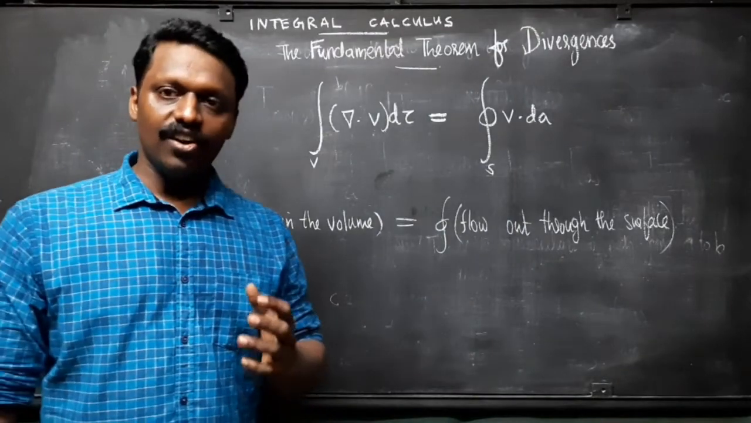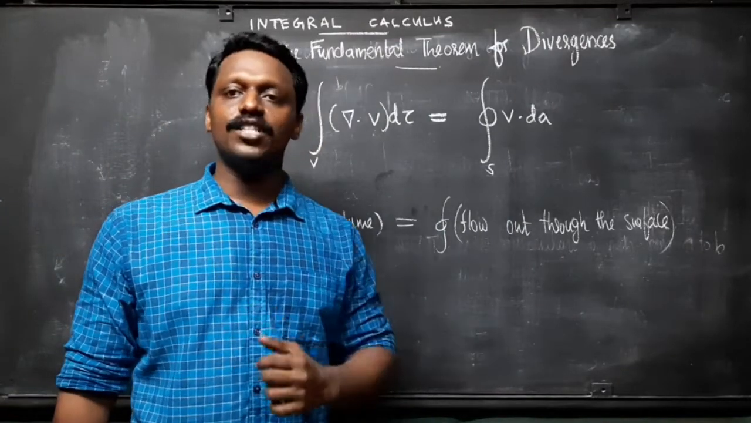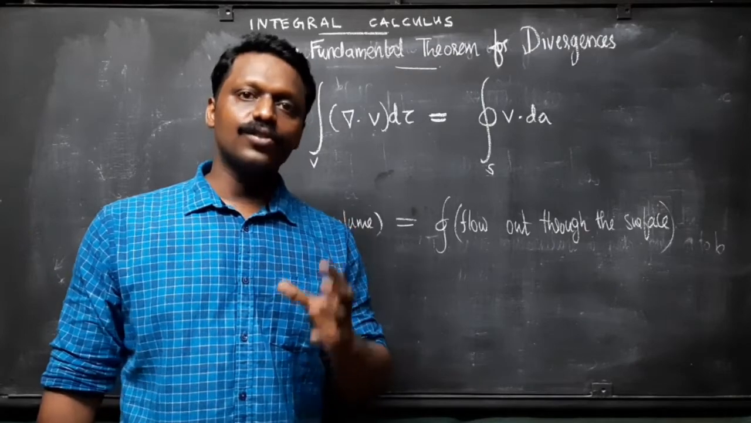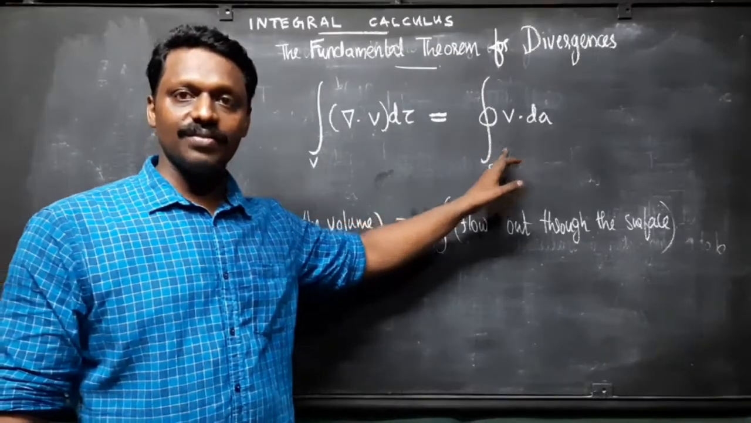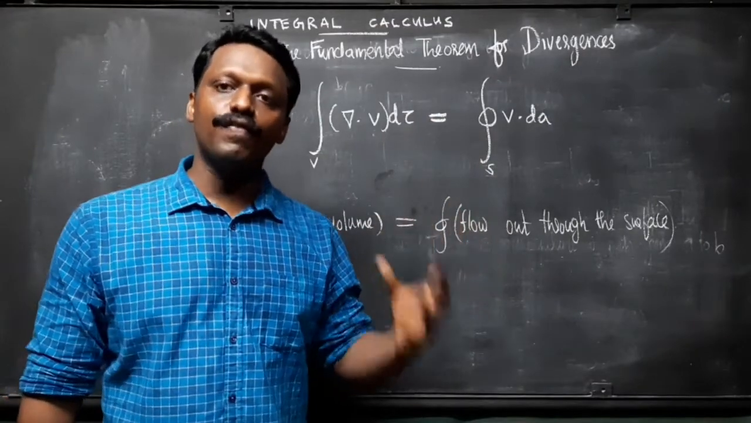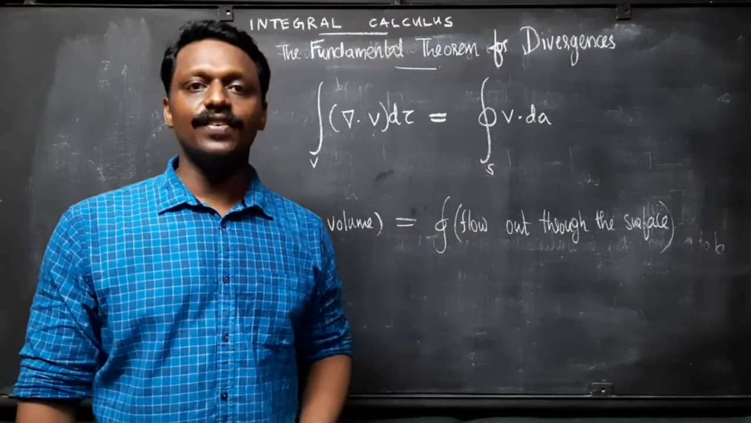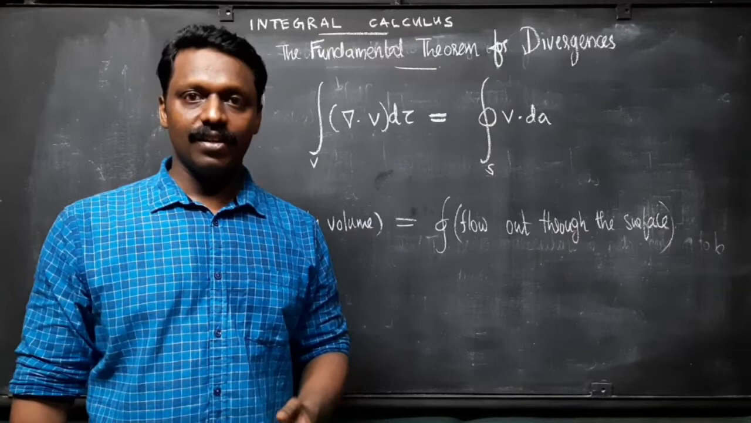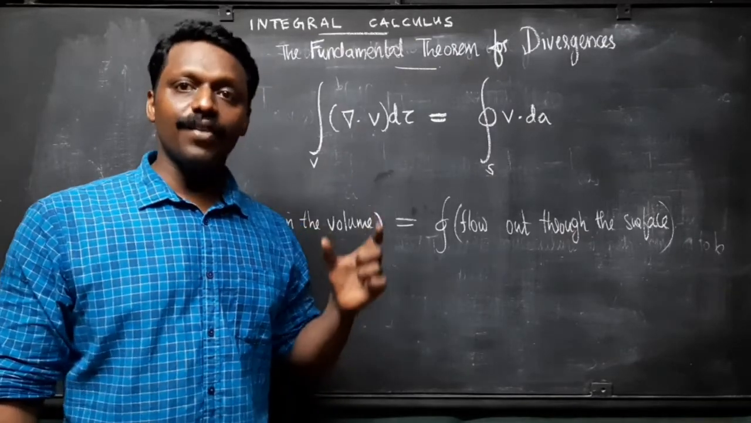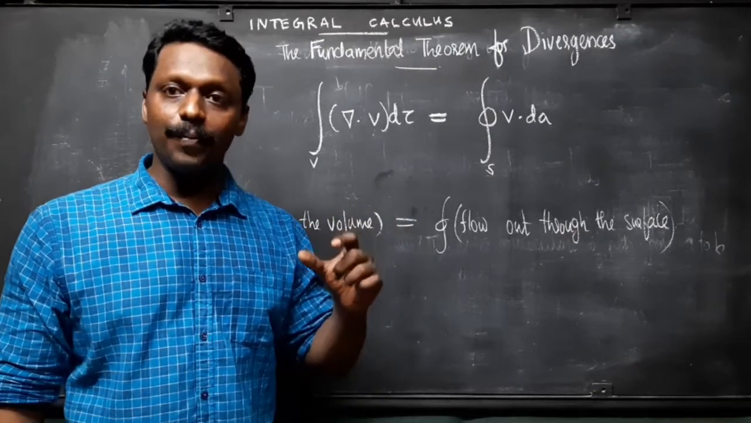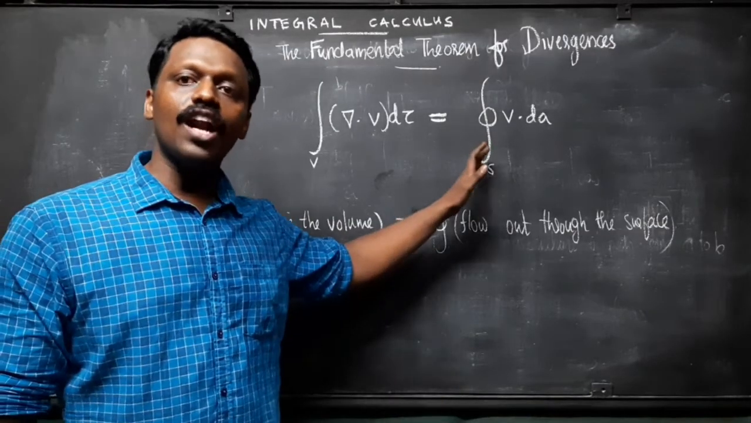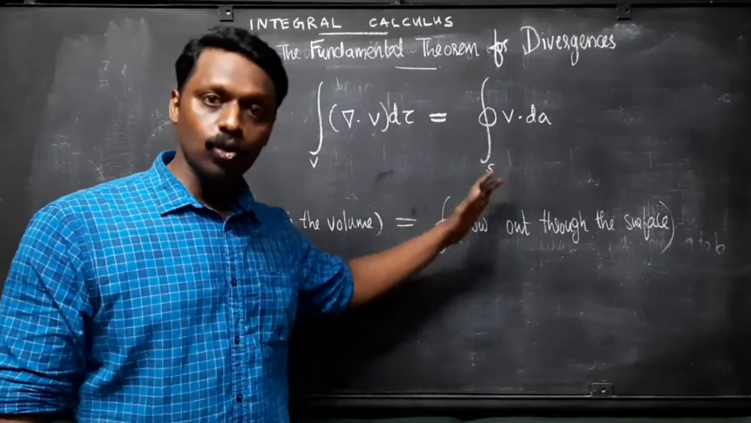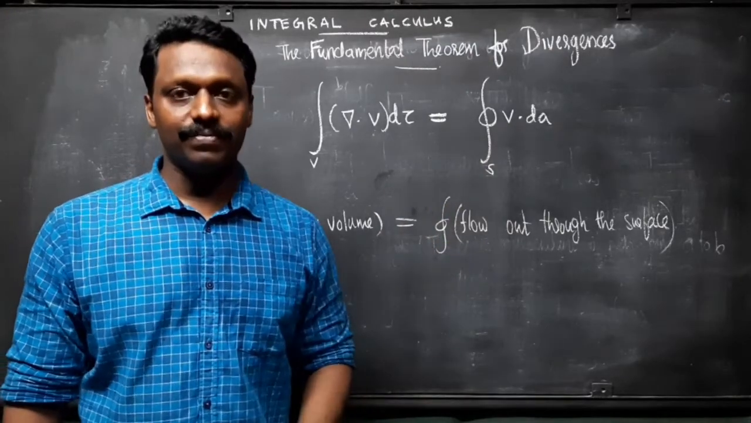Now, the geometrical interpretation of the divergence theorem. If V represents the flow of an incompressible fluid, then the flux of V, the right hand side of this equation, is the total amount of the fluid passing out through the surface per unit time.